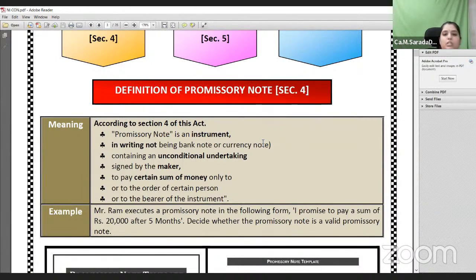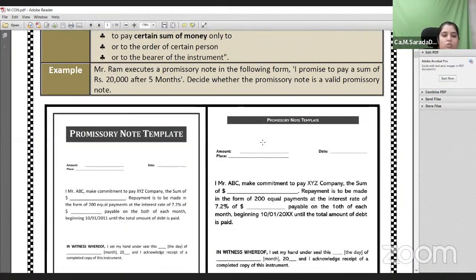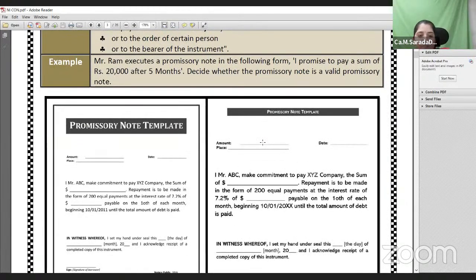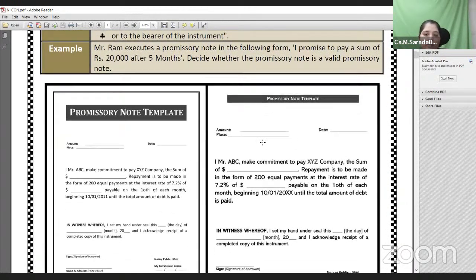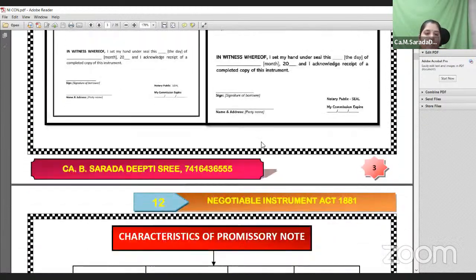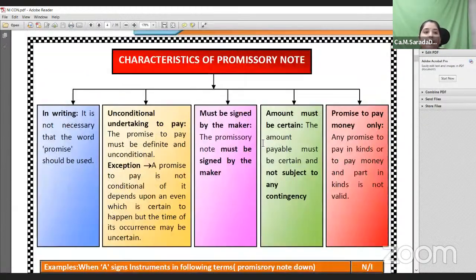For example, Mr. Ram executes a promissory note in the following form: I promise to pay the sum of rupees 20,000 after 5 months. Is it valid or not? Yes, because here they are clearly saying that I promise to pay. I acknowledge my indebtedness. If they use all these terms, then it is a valid promissory note. Okay, so this is the way the promissory note will be prepared.